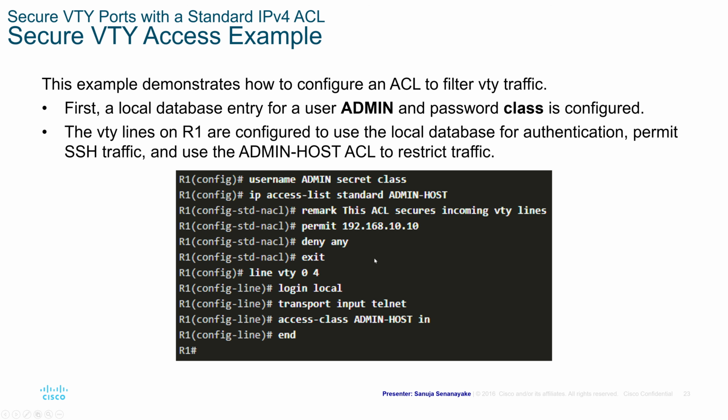Then what we're going to do is attach this to the line VTY. To do that, we're going to go into the line VTY configuration, so line configuration, in this case line vty 0 to 4 that we are configuring. And in here we're going to say logging local, transport input telnet, in this case we are using telnet, access-class admin-host in. So admin-host is the ip access-list standard admin-host that we have entered here, the one we created right here. So access-class admin-host in is basically telling this line VTY configuration to use this ACL, so it is binding that ACL to line vty 0 to 4. And finally, you're going to exit out of the line VTY configuration so that your configuration is completed.